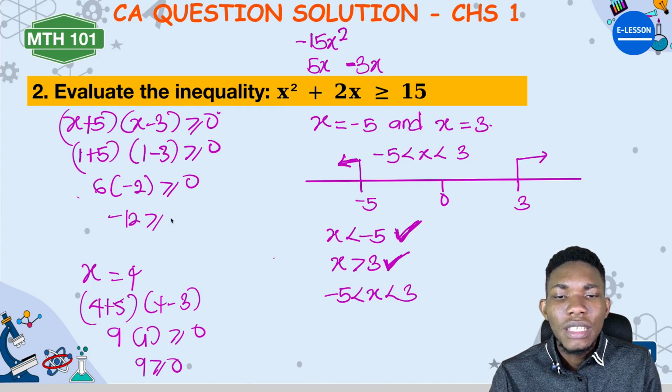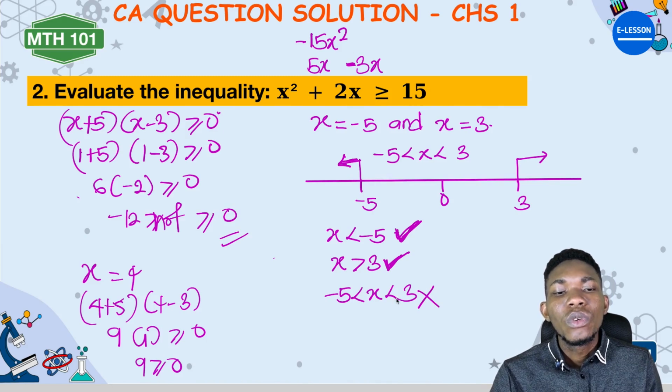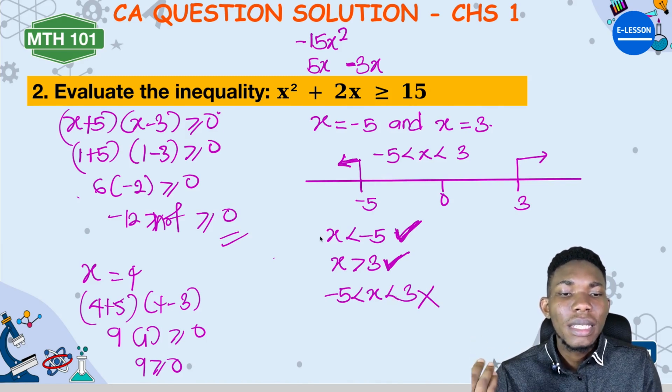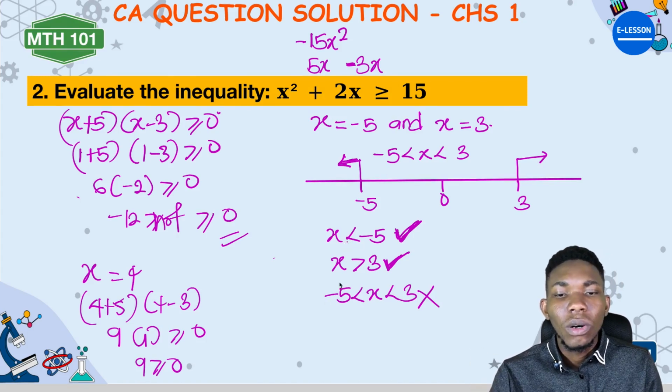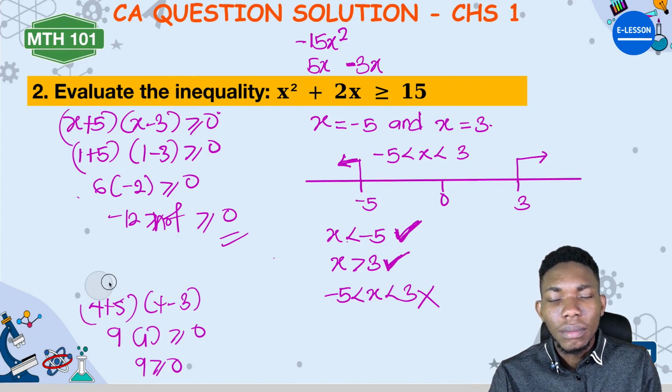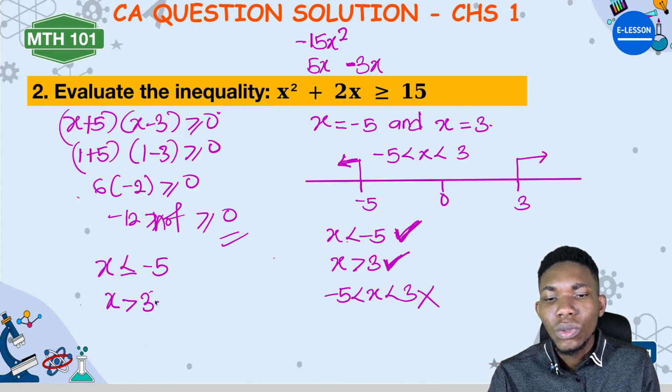Minus 12 is not greater than or equal to 0. Are you getting it? It is less than. So this is not satisfied. So the correct answer to this question is x is less than or equal to minus 5 and x is greater than or equal to 3. So the correct answer to this question is what? x less than or equal to minus 5 and x greater than or equal to 3.